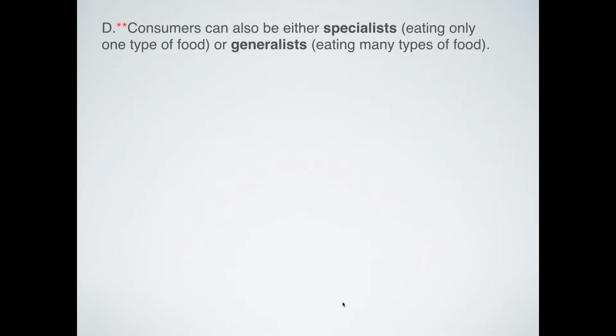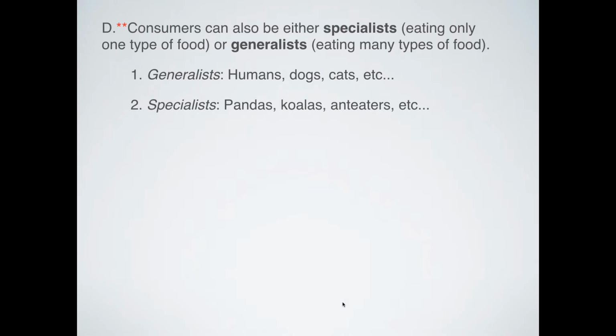Consumers can also be either specialists, which means they only eat a certain type of food, or generalists, meaning they can eat many different types of foods. So specialists are ones that you probably can come up with at least a couple of examples of. The generalists are most living things. So humans, dogs, cats, they're generalists. They consume many different things. Specialists, like I said, you could probably come up with at least one or two of these.